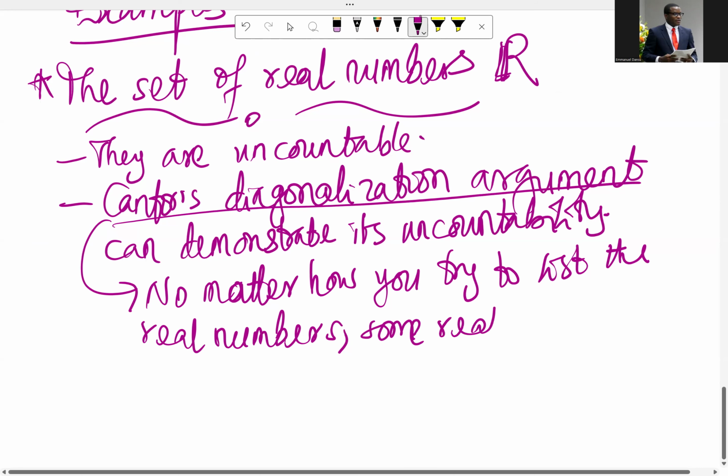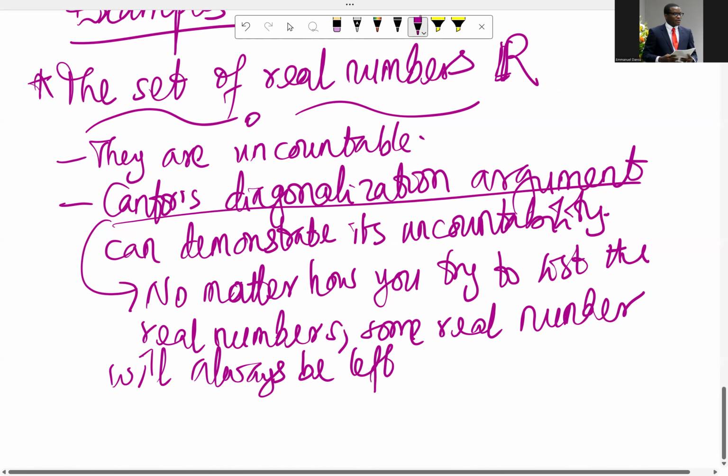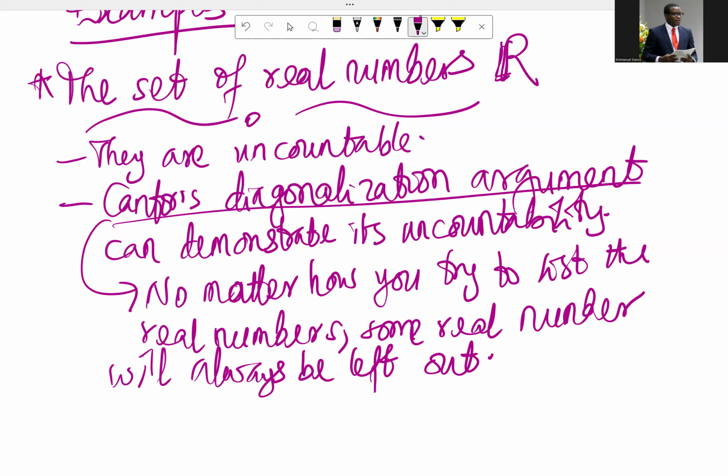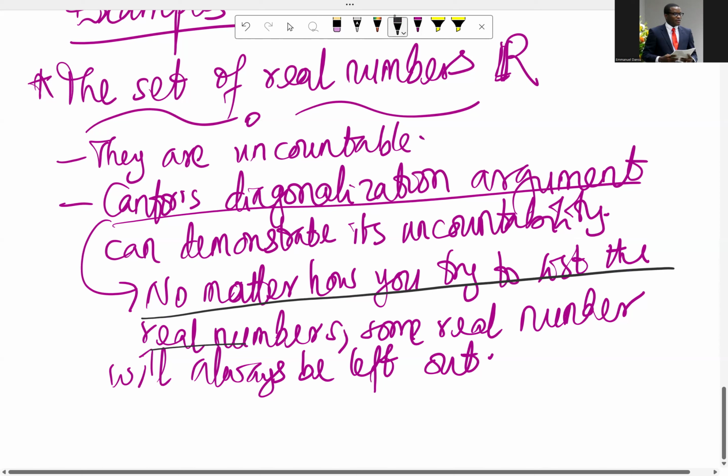Some real number will always be left out for obvious reasons, right? So, real numbers include 0, 0.001, 0.000001. I mean, if you increase the zeros to like 1 million, it's still real. So no matter how hard you try, you cannot list all possible real numbers. No matter how you try to list the real numbers, some real number will always be left out. That's Cantor's diagonalization argument.